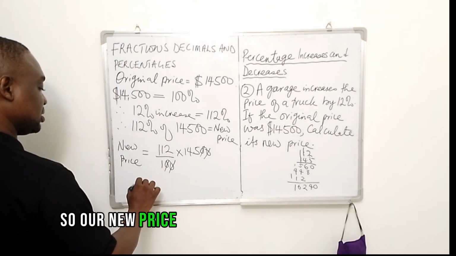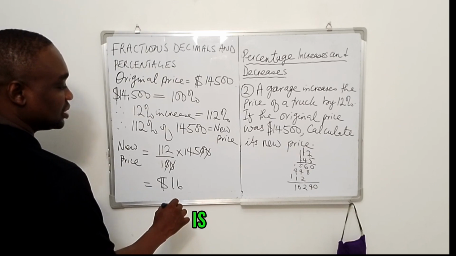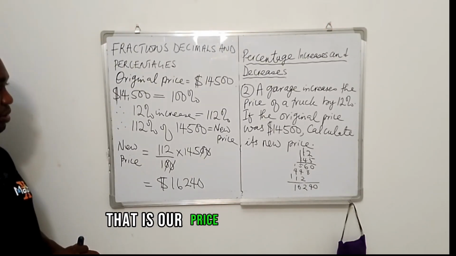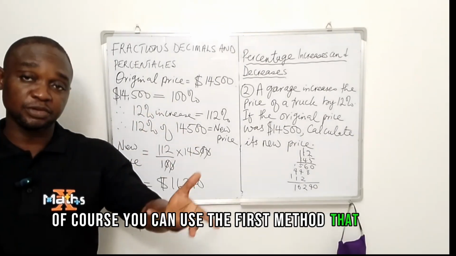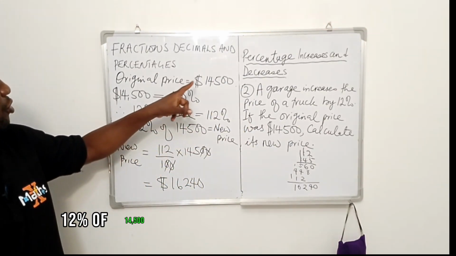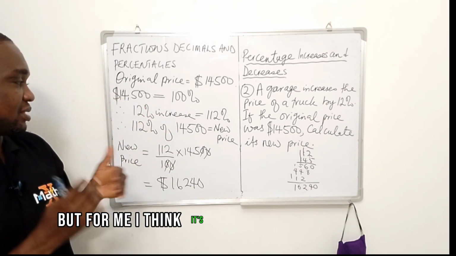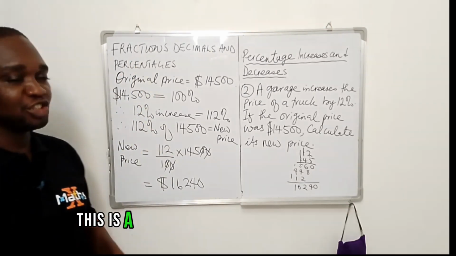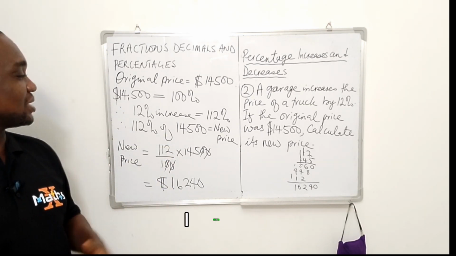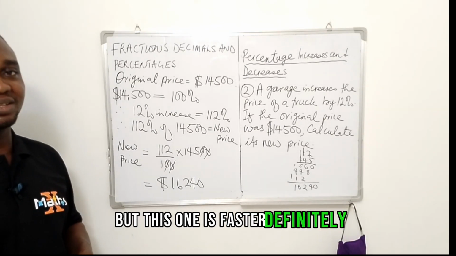So our new price actually in dollars is $16,240. That is our price using this method. Of course, you can use the first method that I used. You calculate first of all 12% of 14,500. After getting that 12%, you add it. But for me, I think it's just a small waste of time. This is a faster way of executing the maths, my dear students and viewers. I prefer this. You can choose the one you prefer, but this one is faster, definitely.